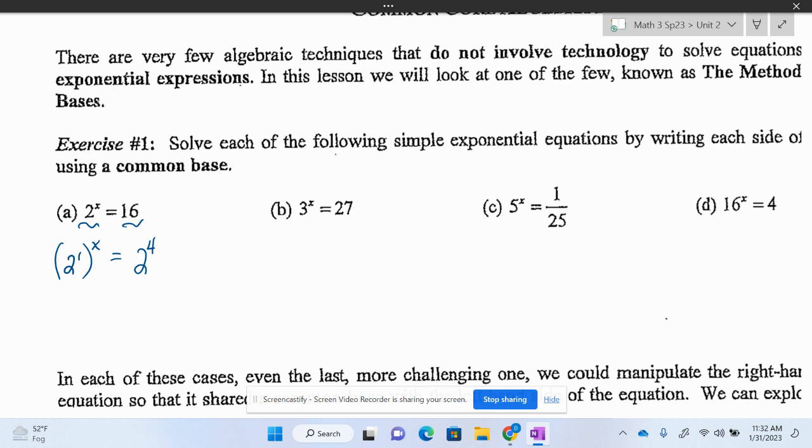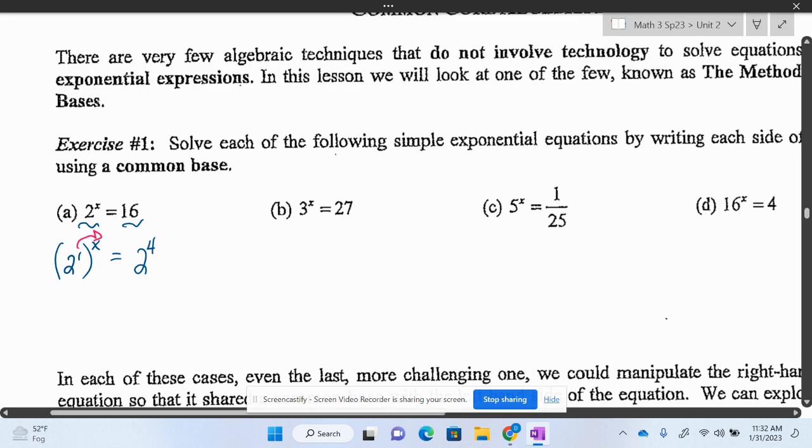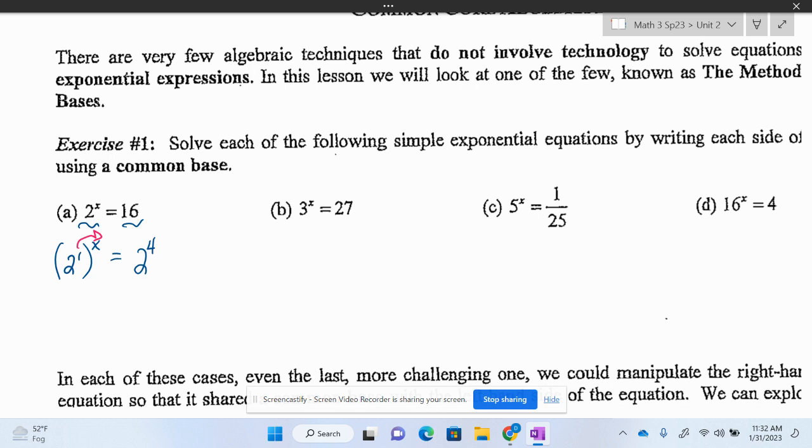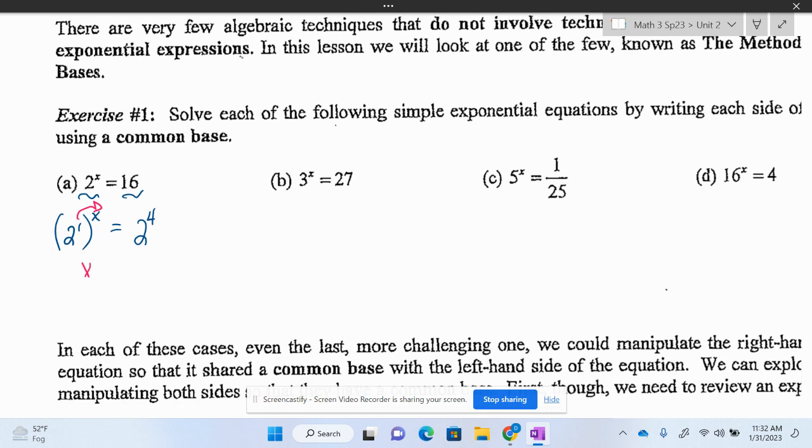Now, 2 to the first power and 2 are the exact same thing. There's a reason why I'm doing this. It's because I want to remind you that back in Math 1, probably even before that, you learned the rule that if you take a power to a power, meaning a number raised to a power with an exponent on the outside of it, you multiply those two exponents. Do you guys remember that? Okay. So x times 1 is just x, and x equals 4. So once your bases are the same, you ignore them and you just solve it like that.